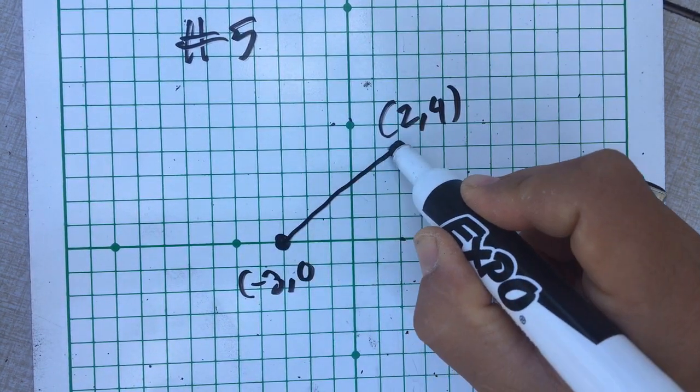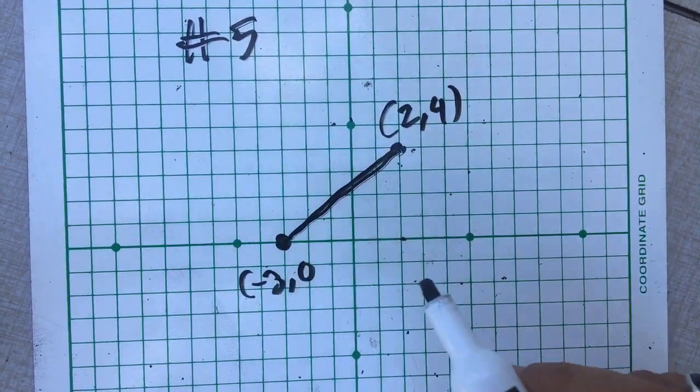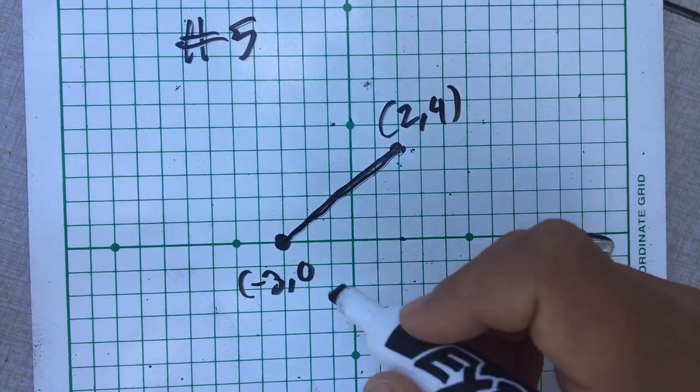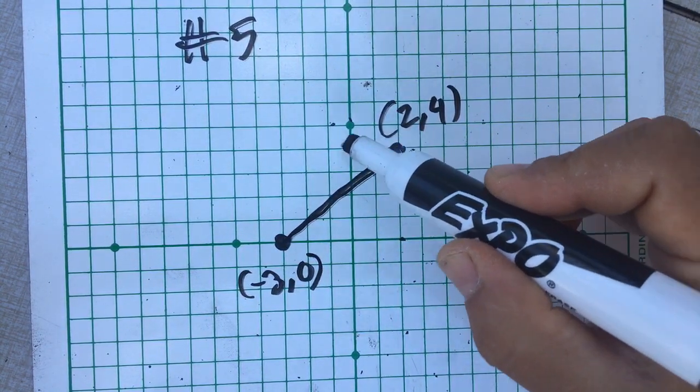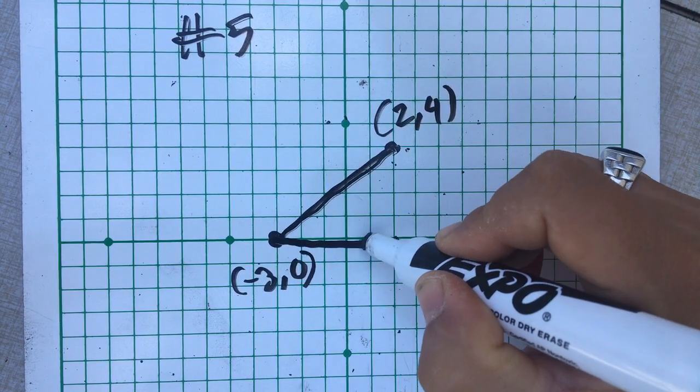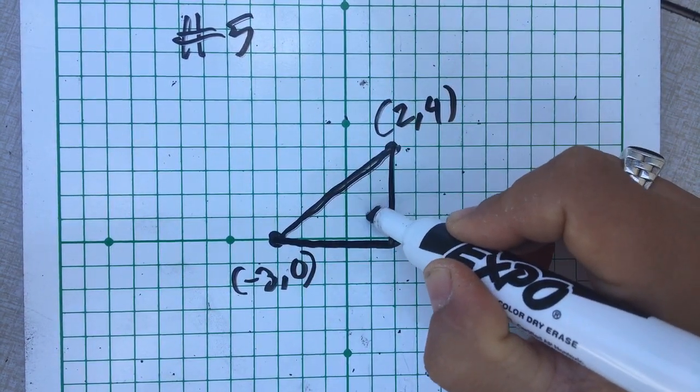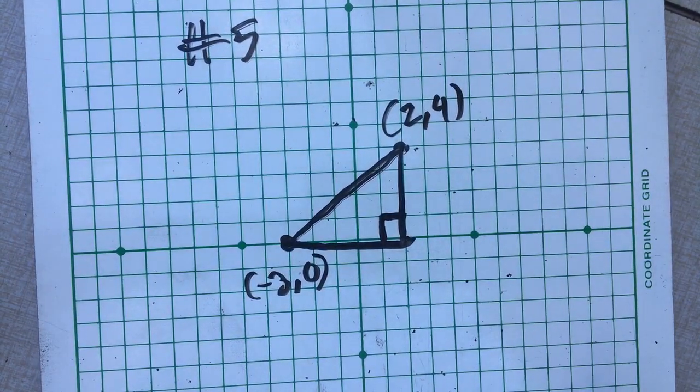Now again, I'm trying to find the distance of this line. I have to be able to look at this line and say, where is the triangle going to be? I can go with the triangle going upward, but I like to see if the triangle stays flat. I can identify the right angle, and we're there.